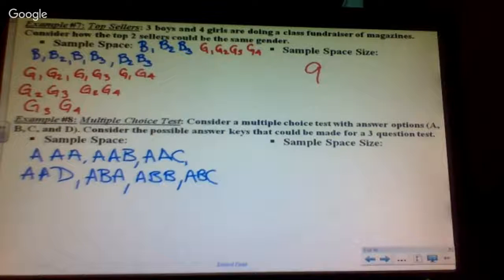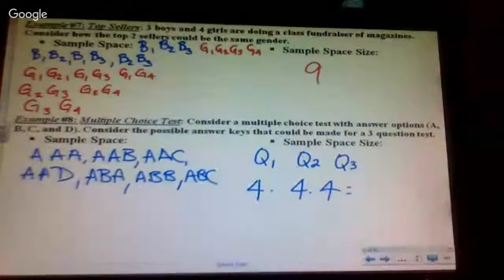Sample space size. So for question number 1, how many options do I have for an answer? Just question number 1. If you have a multiple choice test, 4. You've got A, B, C, or D. I've got 4. Question number 2, how many options do I have? I still have 4. Just because I use A here doesn't mean I can't use A here. And then finally, question number 3. 4 and 4 and 4 and 4.